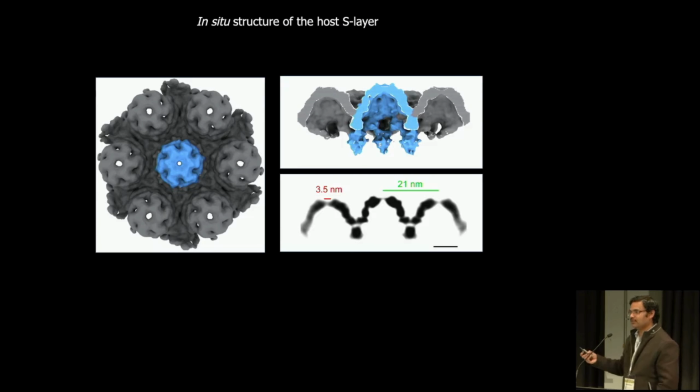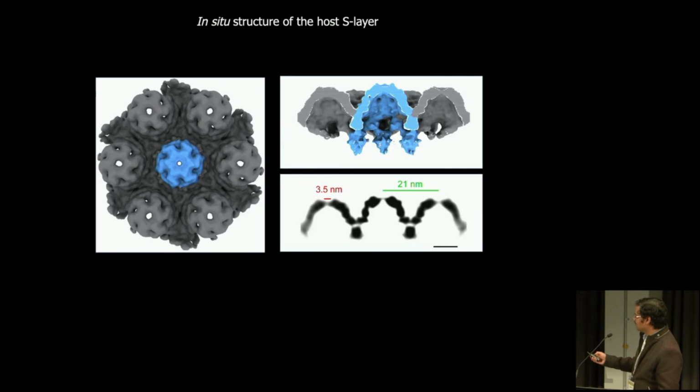So basically, now that we know that there are tube-like structures and they are embedded in the host S layer, we thought we would like to resolve the structure of the S layer as well as the tubes, and then try to understand the structural basis of material exchange between the two cell types.